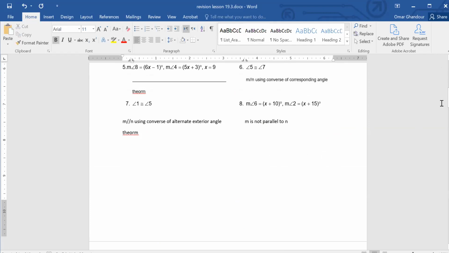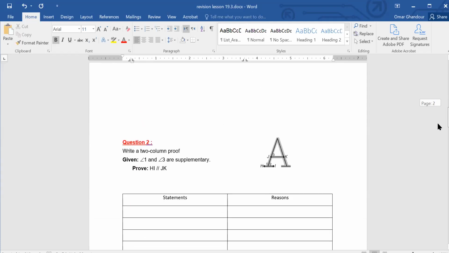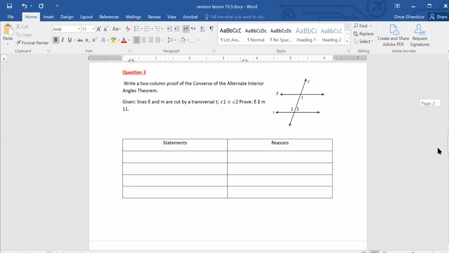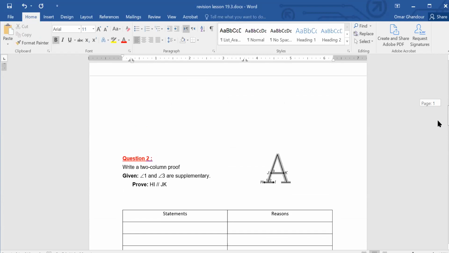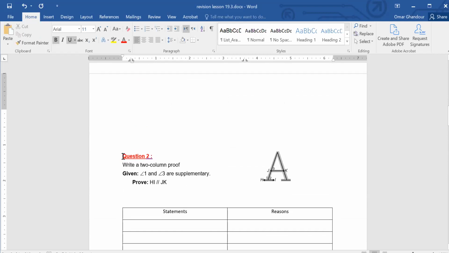Okay, very well. In here, we explored from question 1 to number 8, all the kinds of converse theorems. Now we are going to the proof questions. We have to prove questions and that's it. We are just going to prove some questions and that's it.